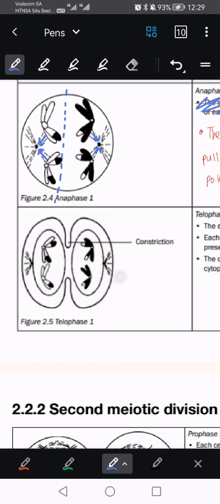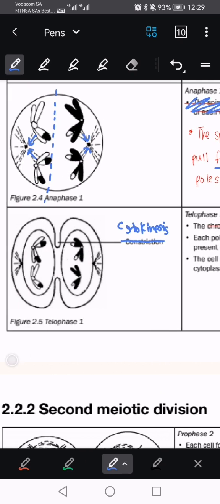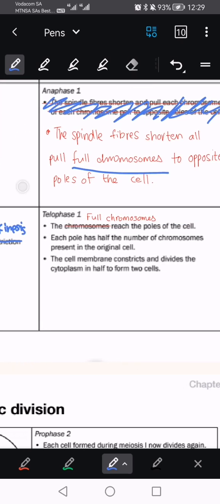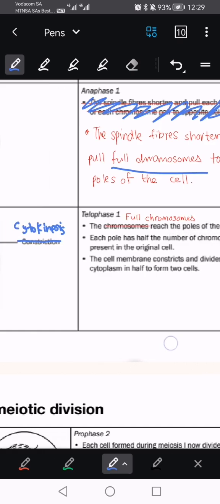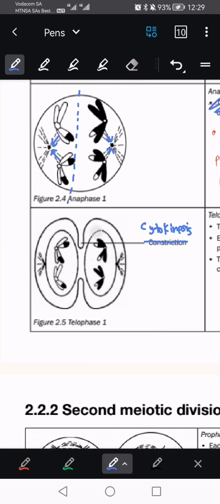When we come to the telophase, they call this constriction. It's not constriction, it is called cytokinesis. Don't make that mistake and write constriction, because this comes from Mind the Gap. It is cytokinesis. The full chromosomes reach the poles of the cell, right? Remember, they now have reached their various poles. This has gone that way, that has gone that way.